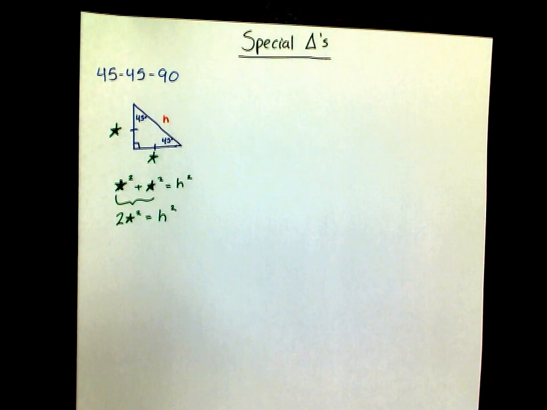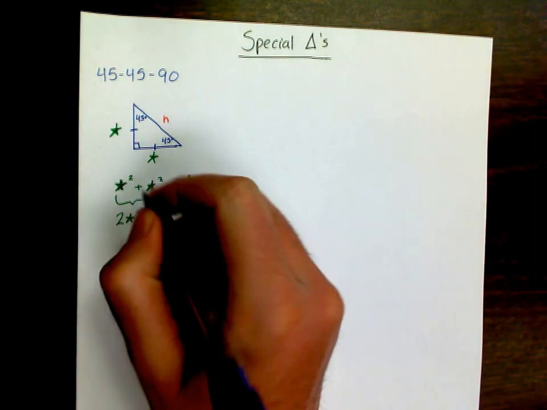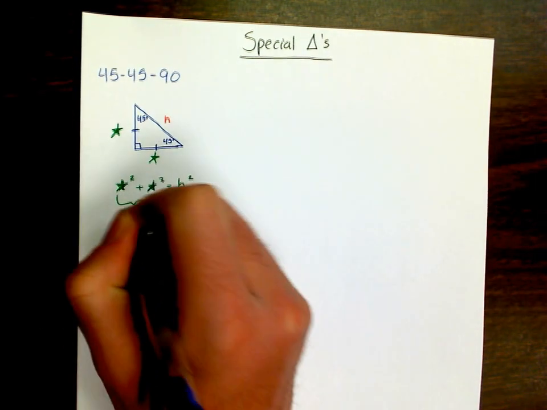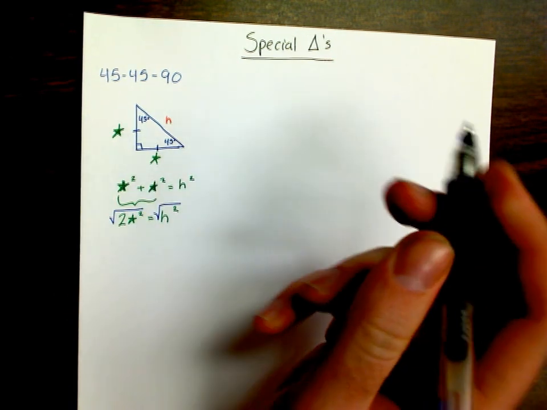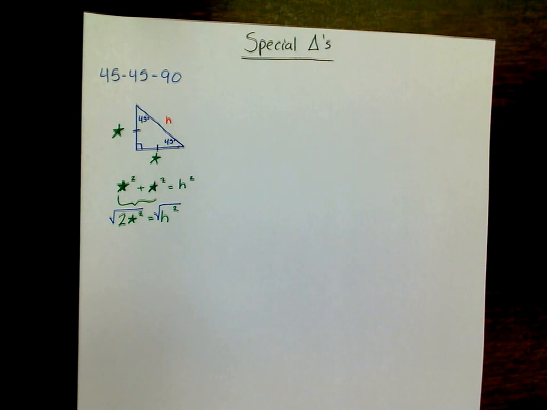And now I want to find what h squared is, so I need to get rid of that square root. And I can do that by doing the inverse operation. I want to get rid of the squared exponent, so I can use the square root to do that. So we know that these cancel.